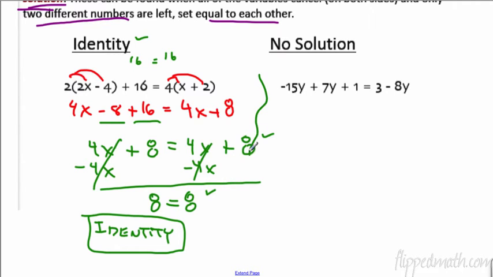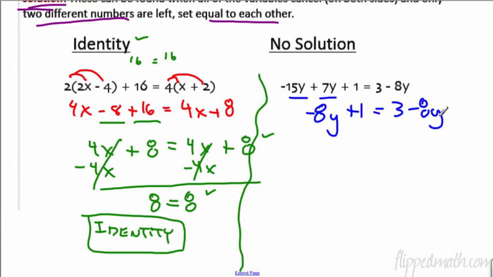All right, so the opposite of this. Opposite means opposite. Let's combine like terms. No solution is going to be the opposite. We're going to look through both of these and combine those like terms. So we have negative 15y plus 7y. So that's going to give us negative 8y plus 1 is equal to 3 minus 8y. So if I see both of these, I'm probably going to add 8y to both sides. So add 8y to both sides of the equation.